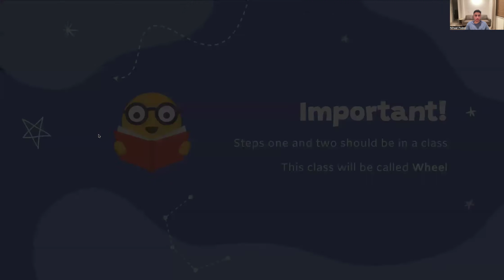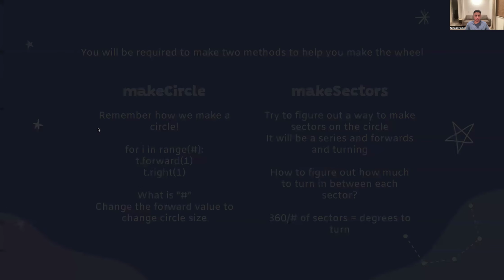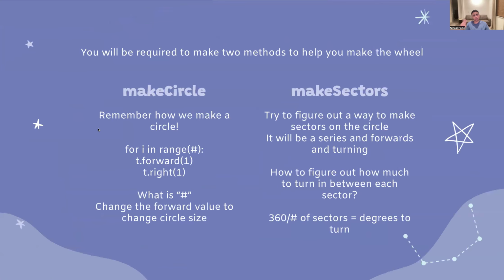Step 1, the wheel. Here's the important thing: steps 1 and 2 should be in a class. This class should be called Wheel. You'll be required to make two methods to help you make the wheel: make_circle and make_sectors. For make_circle, remember how you make a circle, and I'll use a for loop. And what is a hashtag? Change the forward value to change the circle size, essentially.